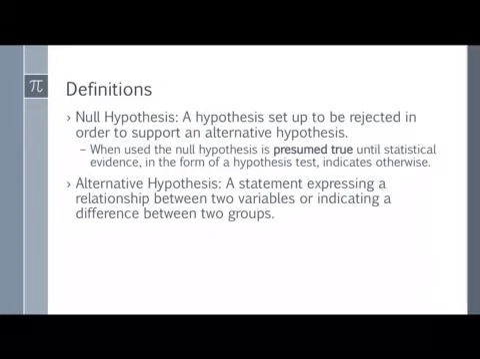The opposite, or the alternative hypothesis, is a statement expressing a relationship between 2 variables or indicating a difference between 2 groups. The null hypothesis will typically be set to 0 or show that 2 groups are equal, where the alternative hypothesis will state the opposite.